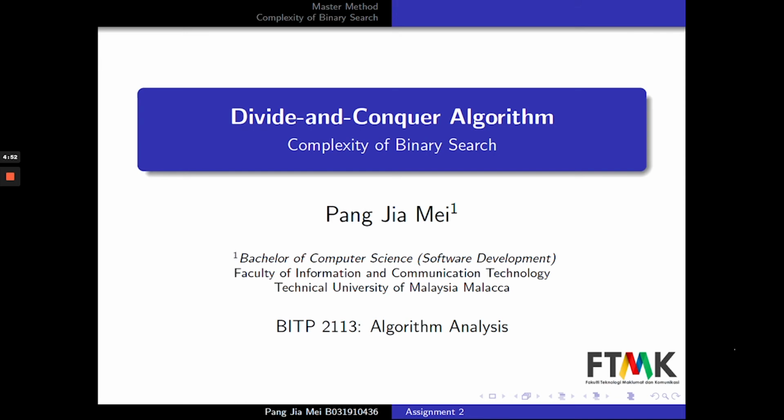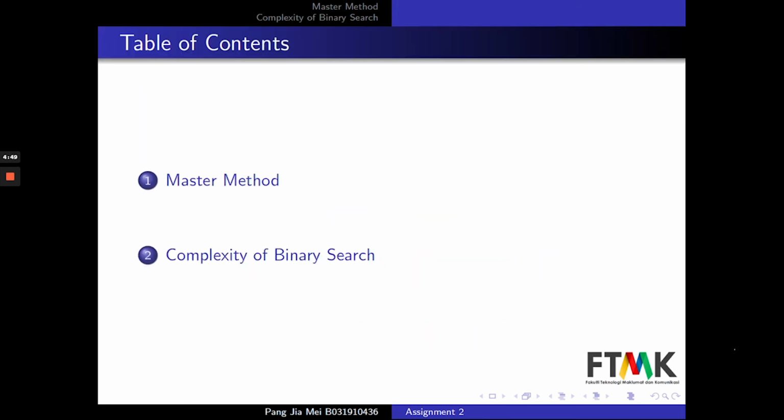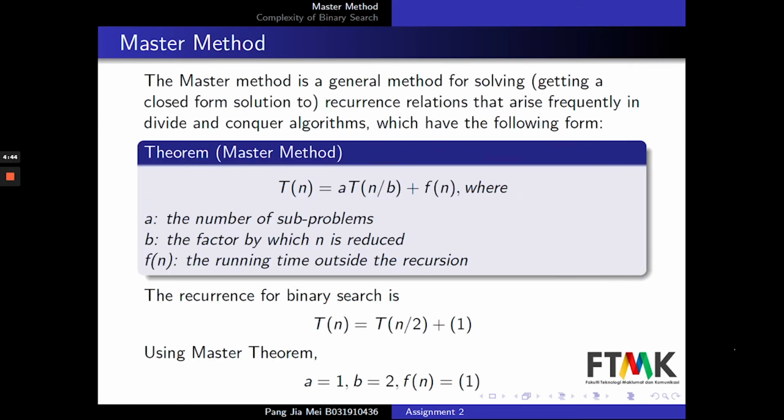I will be covering using the master method to derive the running time and discuss the complexity of binary search. The master method is a general method for solving or getting a closed form solution to recurrence relations that arise frequently in divide and conquer algorithms, which have the following form. T(n) equals a T(n over b) plus f(n), where a is the number of subproblems, b is the factor by which n is reduced, f(n) is the running time outside the recursion.